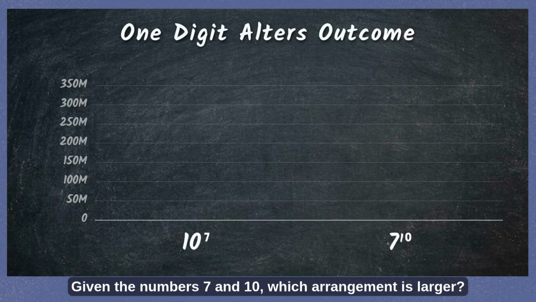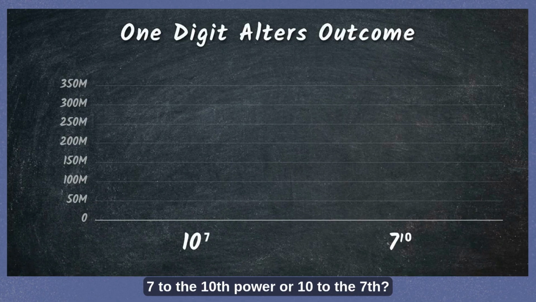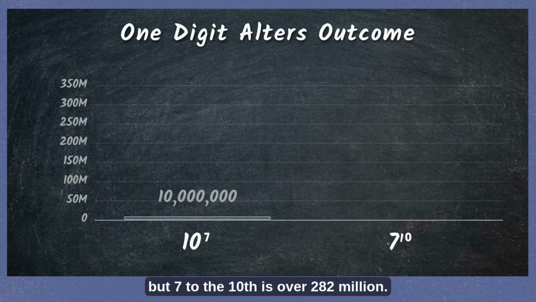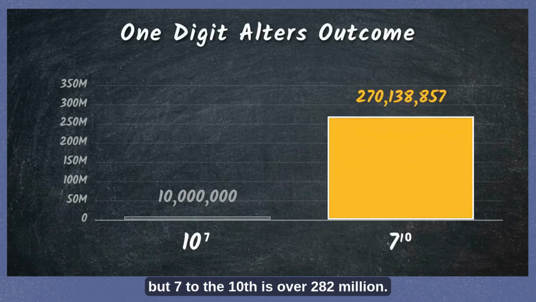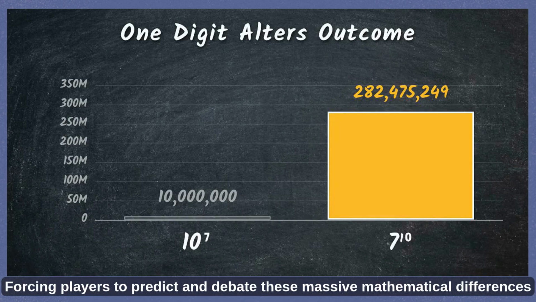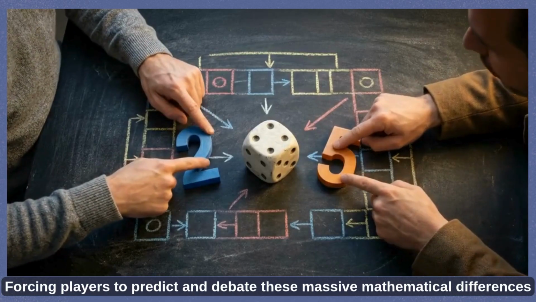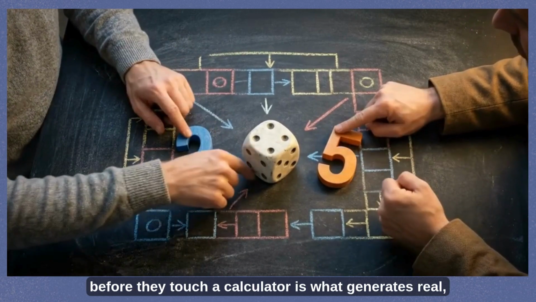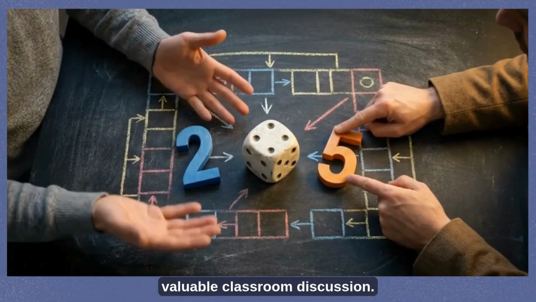Given the numbers 7 and 10, which arrangement is larger, 7 to the 10th power or 10 to the 7th? 10 to the 7th is 10 million, but 7 to the 10th is over 282 million. One digit drastically alters the outcome. Forcing players to predict and debate these massive mathematical differences before they touch a calculator is what generates real, valuable classroom discussion.